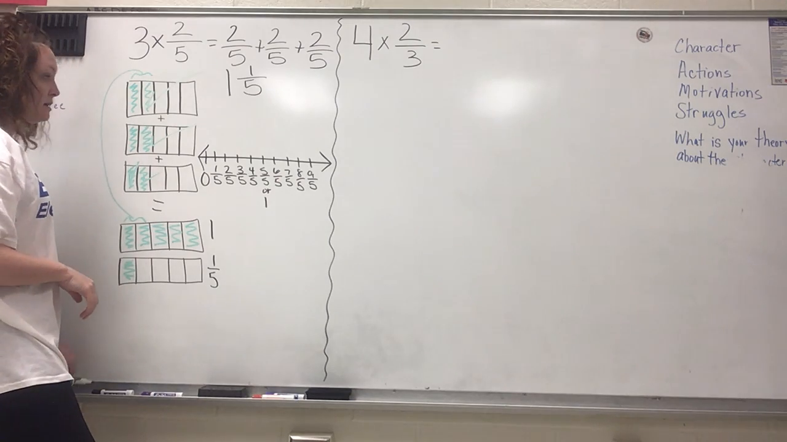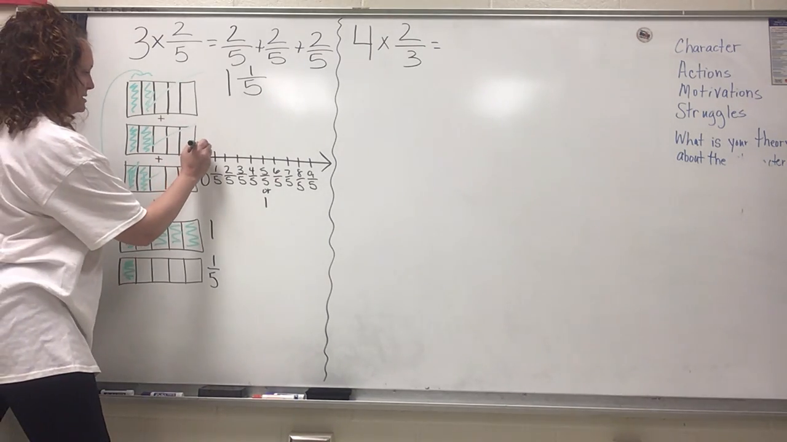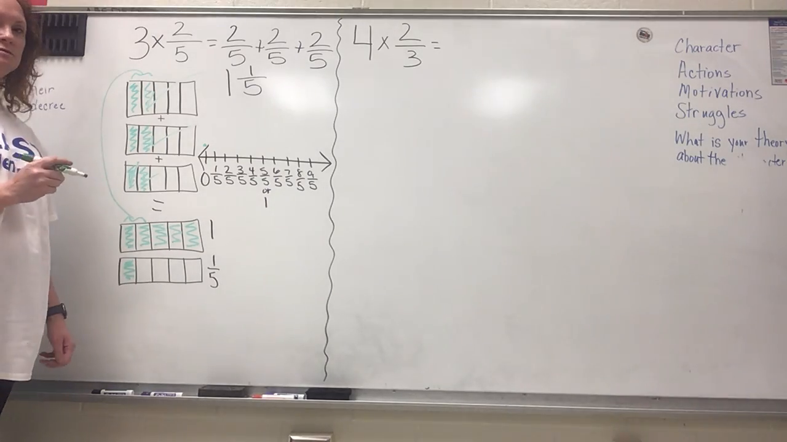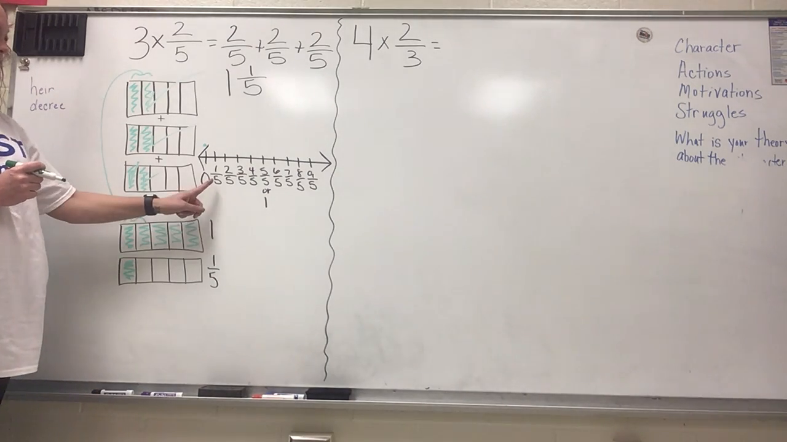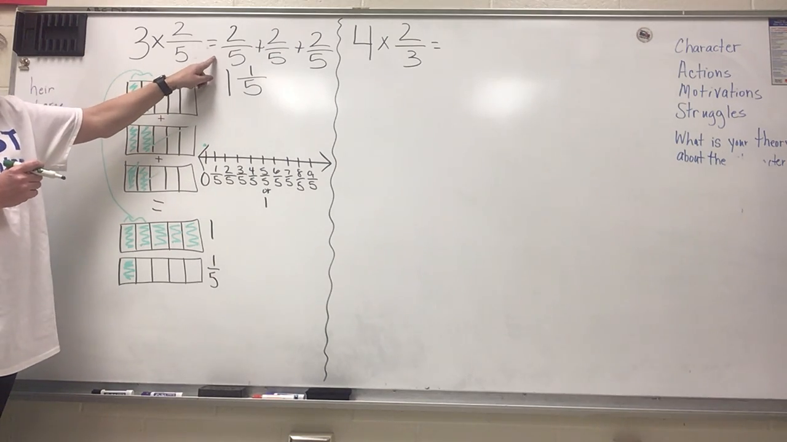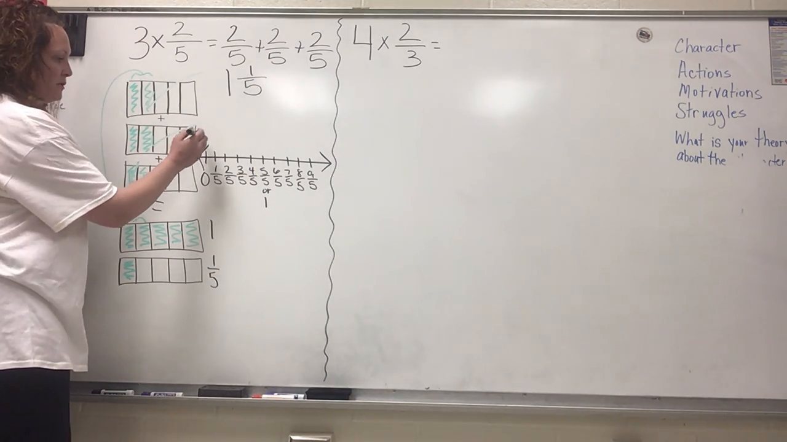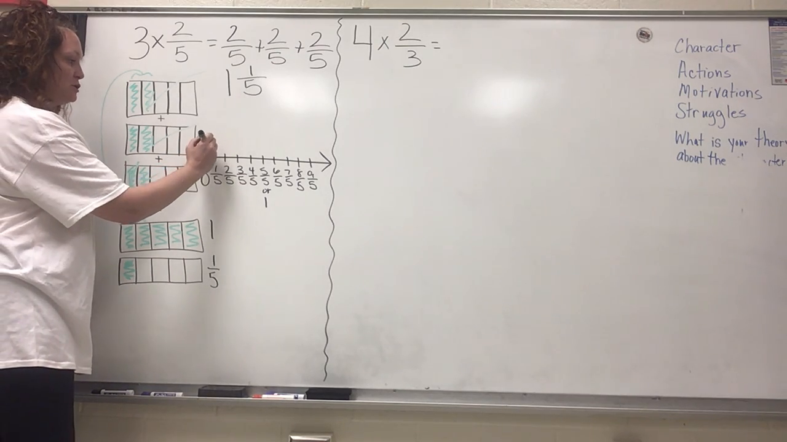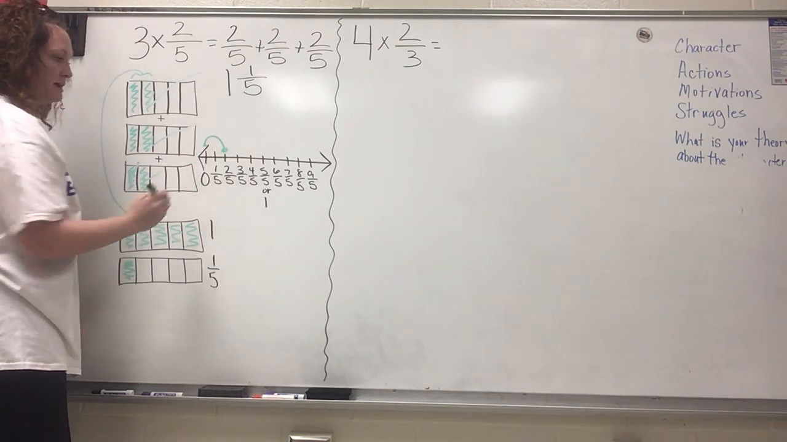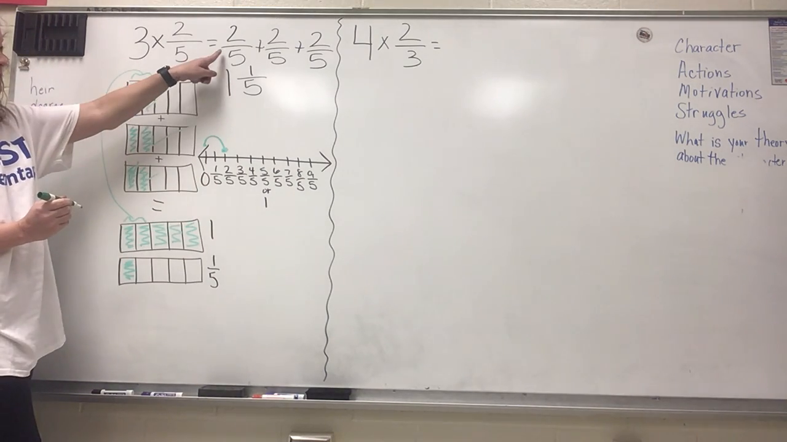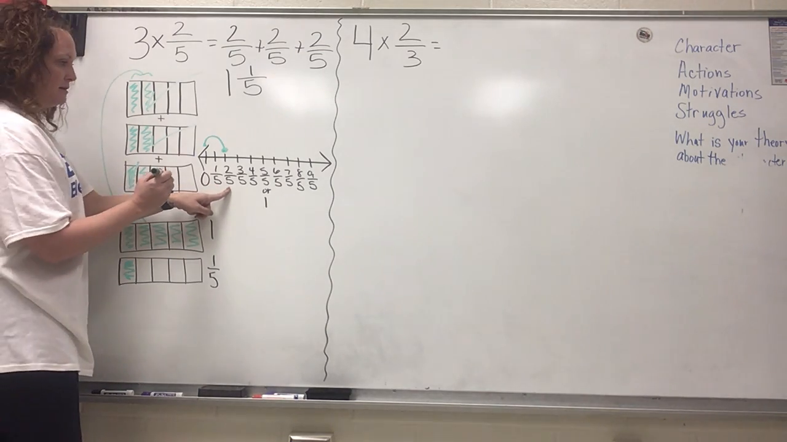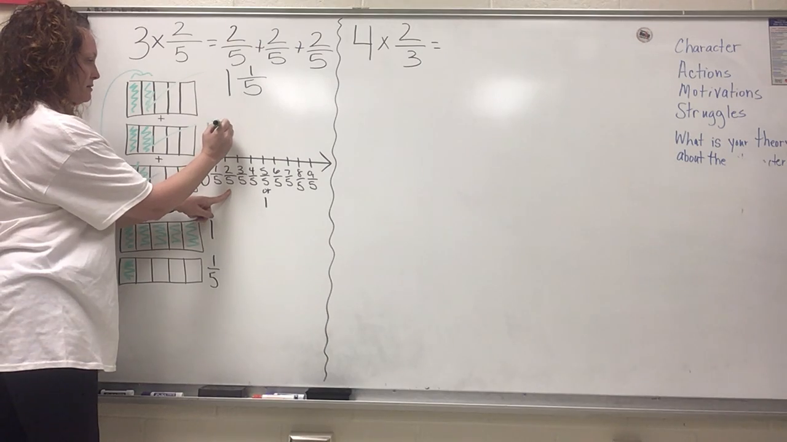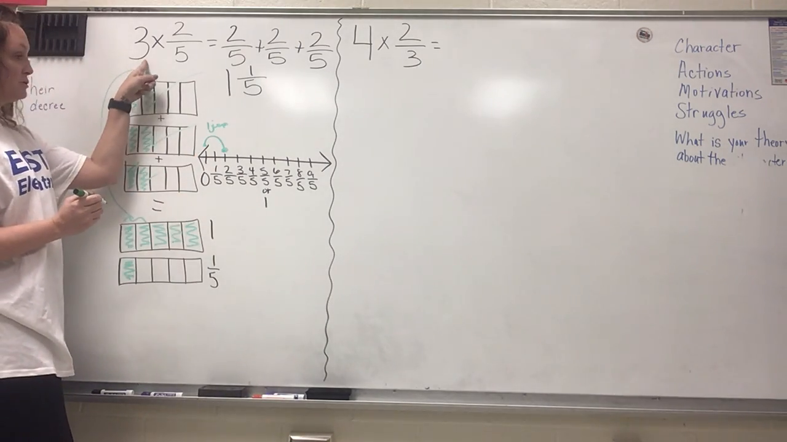All right, now. You know we start at 0, right? Yes, starting at 0. How many jumps are we making? We're making 3 jumps. But we're not jumping by 1/5, are we? No, we're jumping by 2/5. All right? So, I'm going to start at 0, and I'm going to go to 2/5. Okay? I didn't go to 1/5, because this isn't 1/5. This is 2/5. So, I got to go to 2/5. That's one jump, right? I need 2 more jumps, because I got to do 3 jumps.